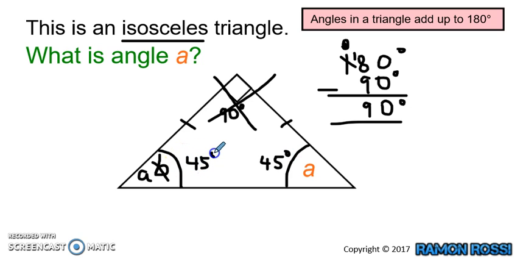Now pause the video in a moment to see if you can check how we know our answer is correct. Pause the video now. Okay, welcome back. What you probably did to check yourself was to add up angle A, 45, with the other angle A, which is 45 degrees, and then you added on the right angle, which is 90 degrees, and it should have made 180 degrees. And so therefore you know that you are correct.